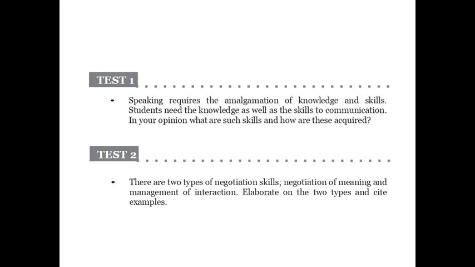So these are two questions for you. Speaking requires the amalgamation of knowledge and skills. Students need the knowledge as well as the skill to communicate. In your opinion, what are such skills and how are these acquired? Speaking skills: summarize. There are two types of negotiation skills: negotiation of meaning and management of interaction. Elaborate on the two types and cite examples.